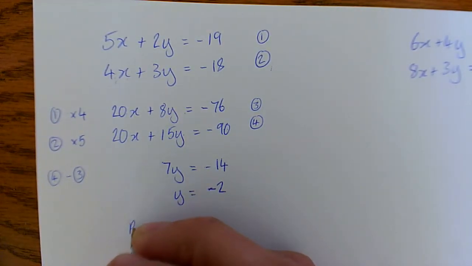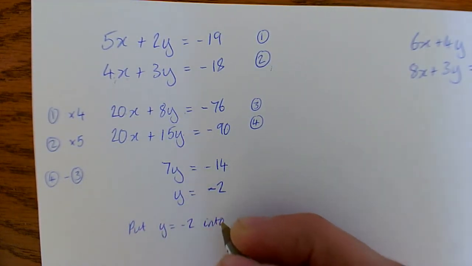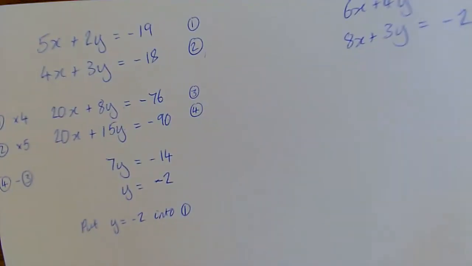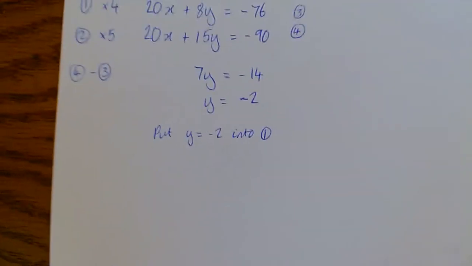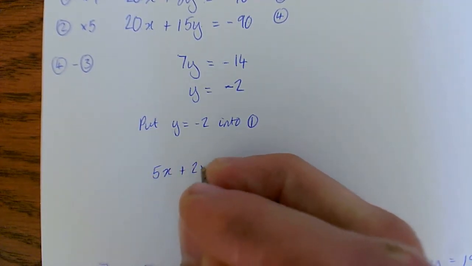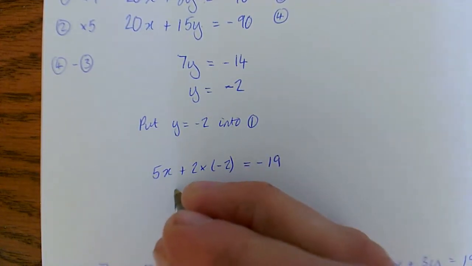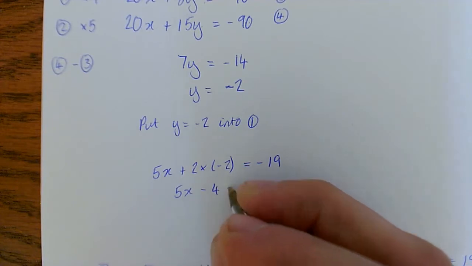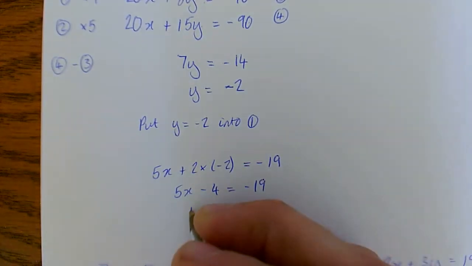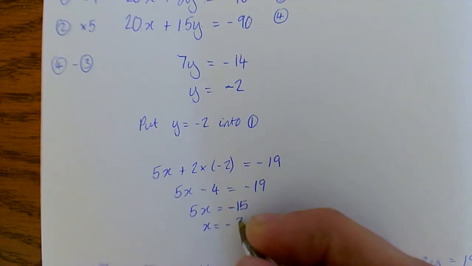We want to put y equals minus 2 back in. You can put it back into either of our starting equations. I'm going to put it into equation 1. It's called equation 1 for no other good reason. And so we get 5x plus 2 times minus 2, because that's what y is, equals minus 19. So that leaves me with 5x minus 4 equals minus 19. Or 5x equals, add 4 to both sides, we get minus 15. And so x equals minus 3.